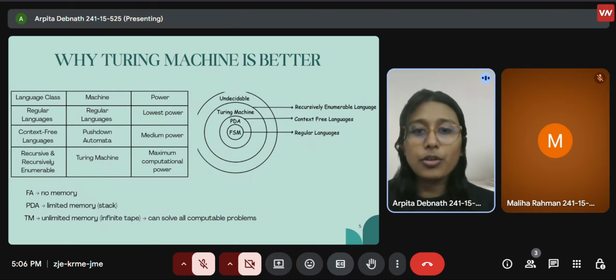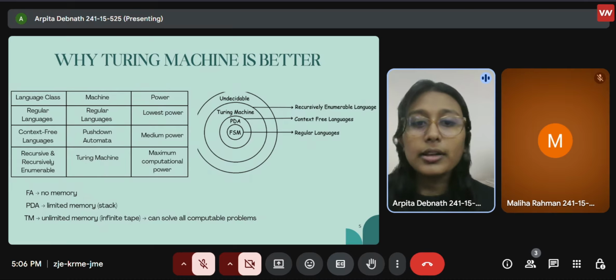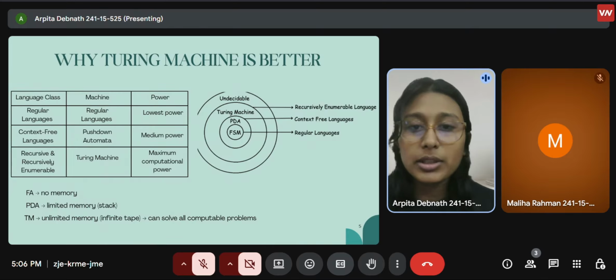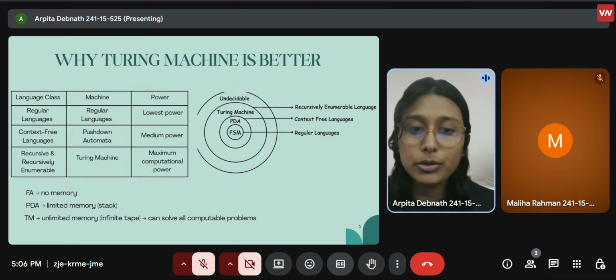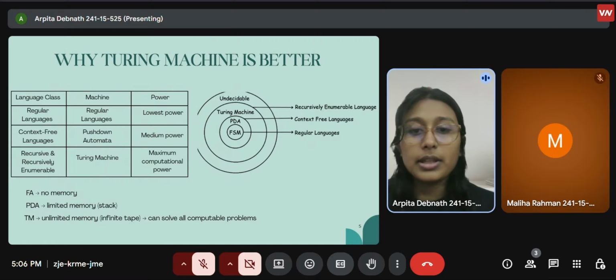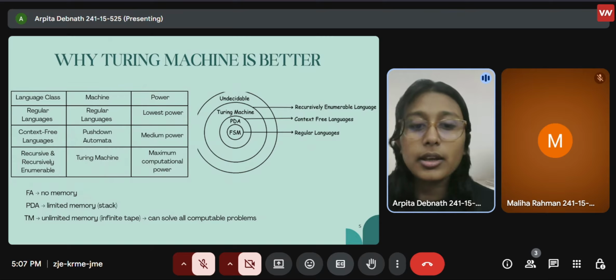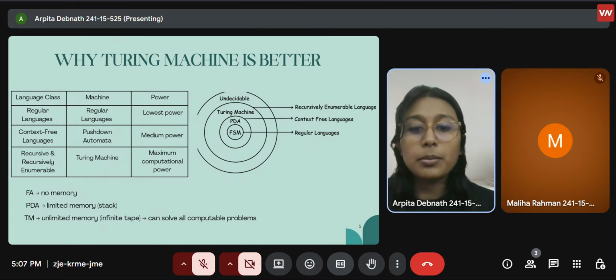Now I will explain why the Turing machine is better than other computational models. If we compare machines, finite automata have no memory. Pushdown automata have limited memory using a stack. But a Turing machine has unlimited memory in the form of an infinite tape. That is why a Turing machine can solve all computable problems while FA and PDA cannot.